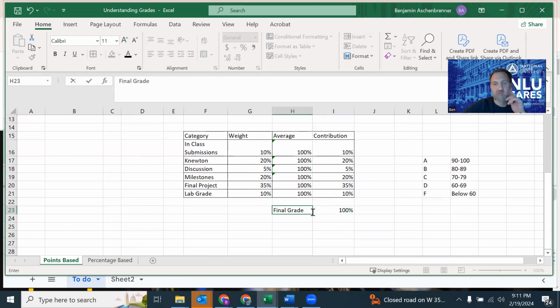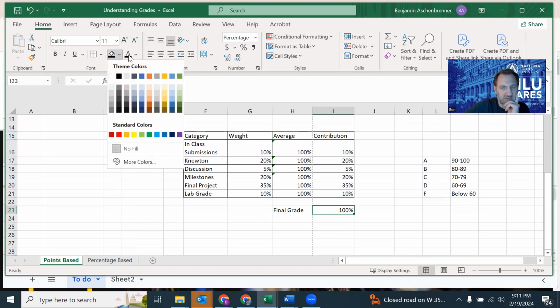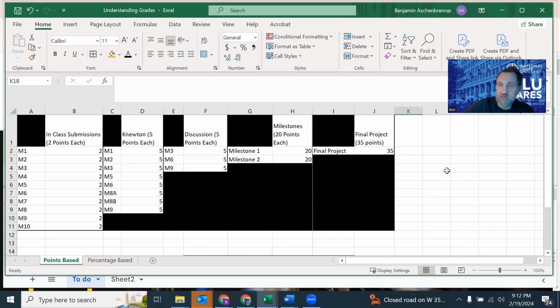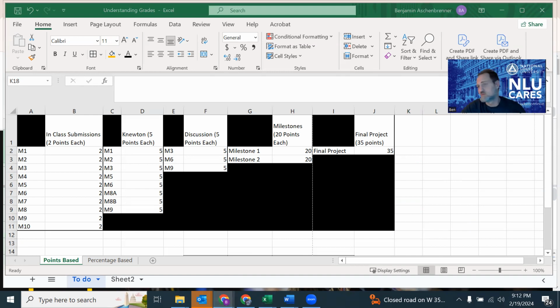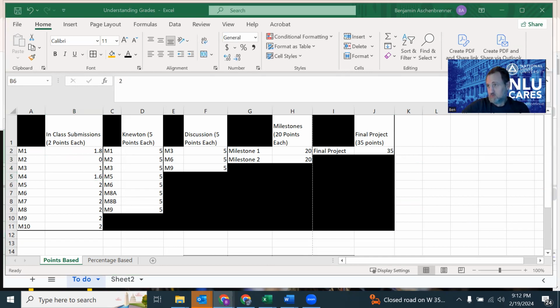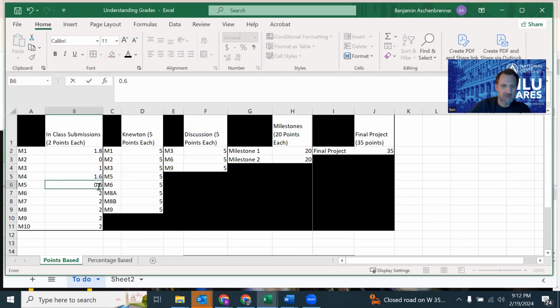I'm going to highlight that. And then I'm going to go ahead and just put in some numbers. So this is what I think you should do with your own grades. So I'll just pick somebody, put in some numbers, maybe do a mixture of people. All right, so this person started off with 1.8, then they got a 0, then they got a 1, and they got a 1.6. And then they got a 0.6. So this is where they are now.